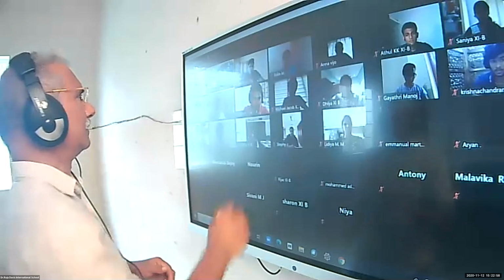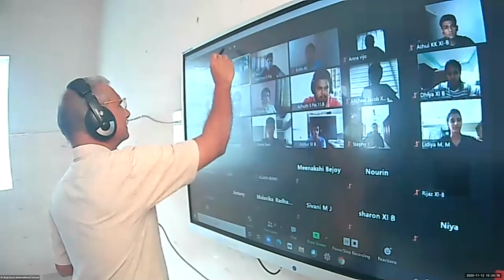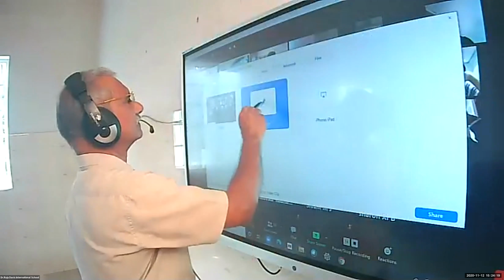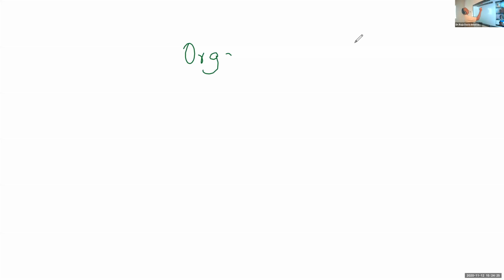Okay. Now, let me go to organic chemistry. The fundamentals of organic chemistry you have studied in the 10th standard. So let me begin from the 10th standard itself. What is organic chemistry? What are organic compounds? You have studied in the 10th standard. Organic compounds are the compounds containing carbon.